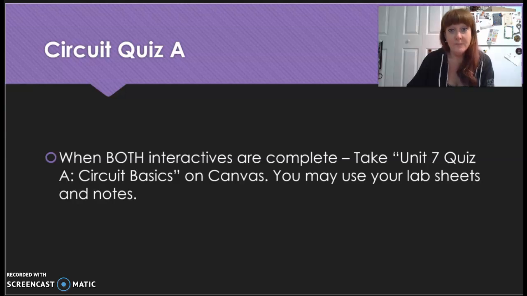Once you've done that, hopefully you already did the circuit inquiry activity, and this conductor insulator interactive, then you're going to take the first circuit quiz, the circuit basics quiz, and you can use any notes you've taken and you can use your lab sheets as well.